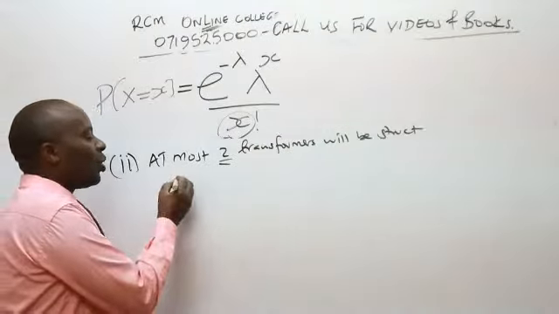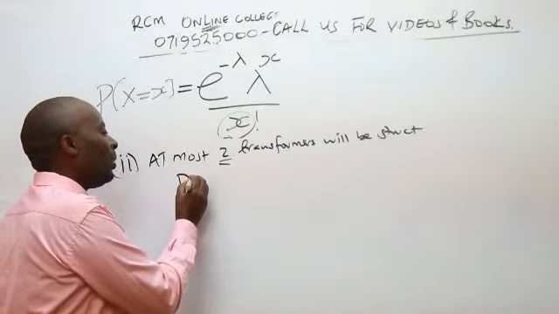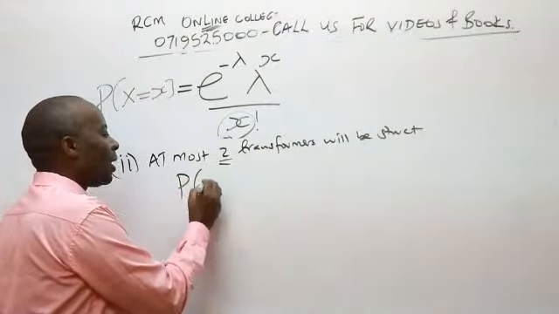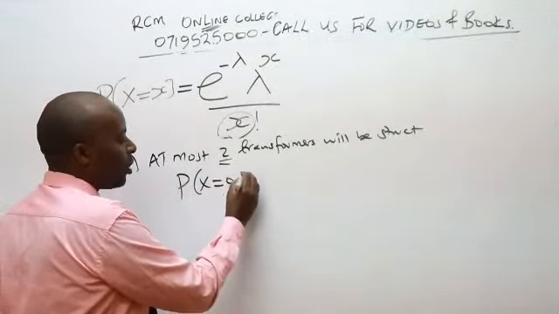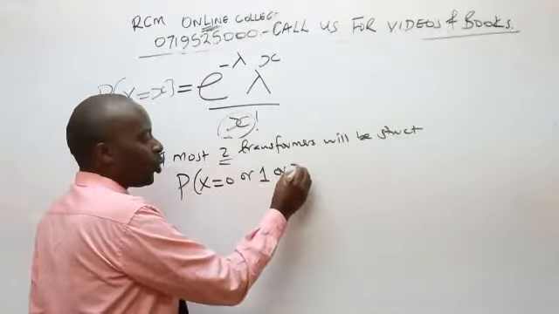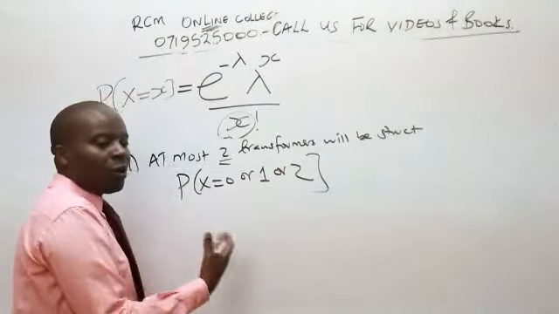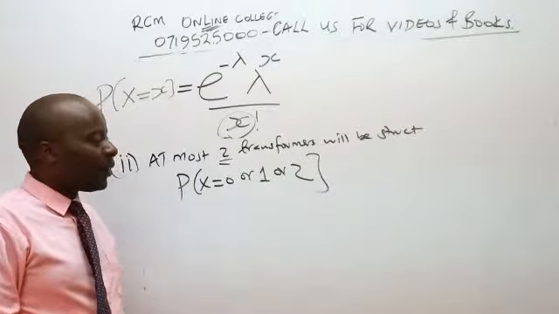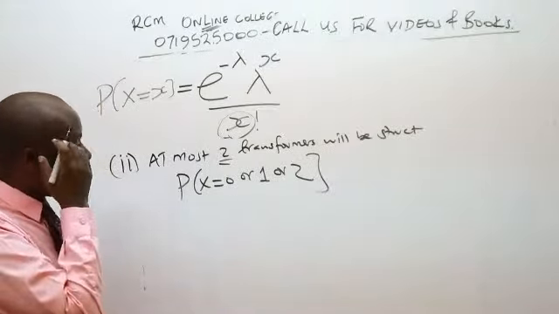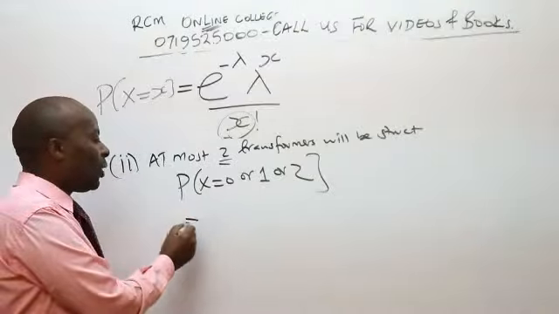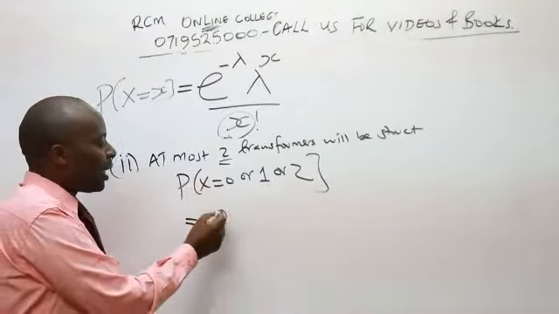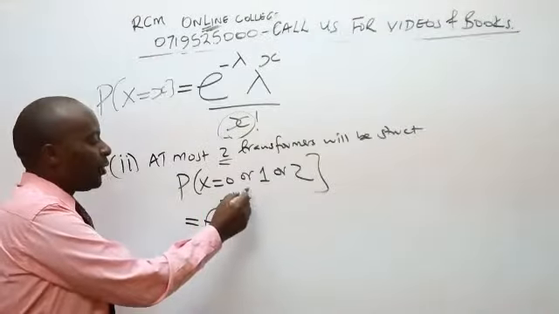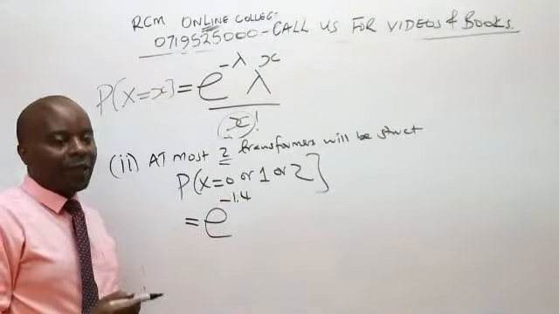So then, ladies and gentlemen, what do we have? This will be the probability of x being equal to 0 or 1 or 2. These are not many events that we should start thinking of a complementary. It's 3 events, so I'll simply evaluate them. And how do we evaluate this? Remember, it's very easy. Come and put e raised to negative 1.4.